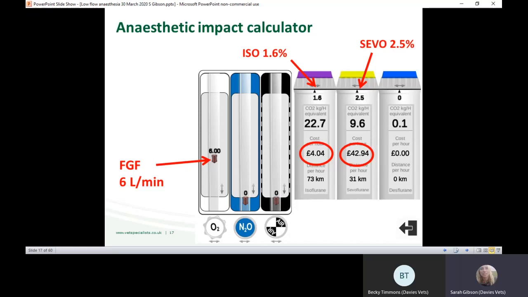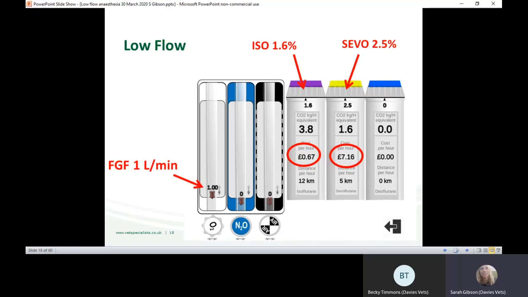So you can see that isoflurane at that fresh gas flow rate is costing £4 an hour, sevoflurane is costing £42 an hour, but the carbon dioxide production is over double for isoflurane than sevoflurane. With the flow rates down to 1 litre per minute with the same vaporiser settings, you can see the costs massively reduce, and so does the carbon dioxide production.